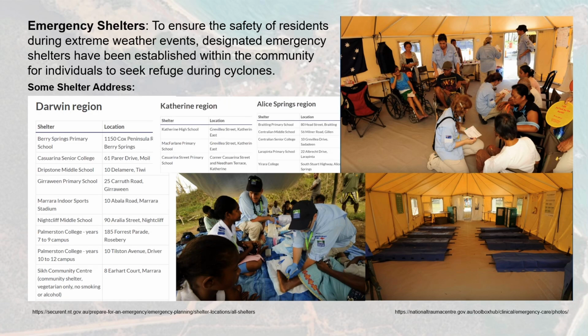And the smaller scale post-disaster reconstruction is managed by the Northern Territory government. Temporary emergency shelters such as tents were provided to residents to ensure their safety in such extreme weather or following major disasters. The Northern Territory government set up designated emergency shelters in communities like Darwin, Katherine, and Alice Springs for individuals or families seeking refuge.